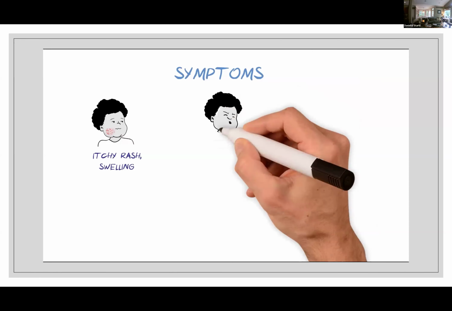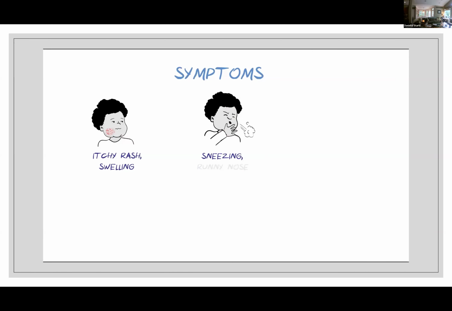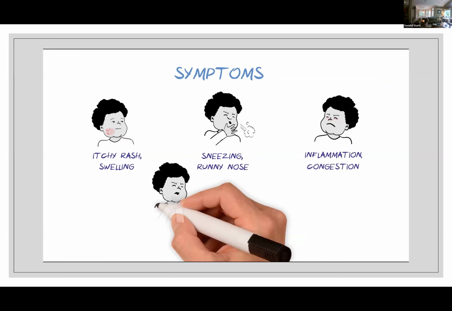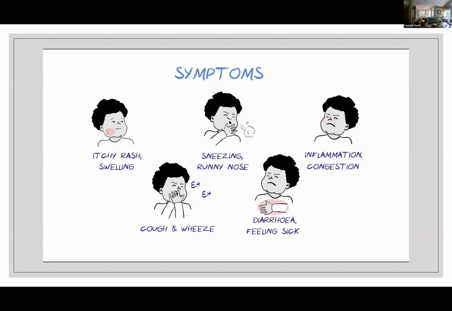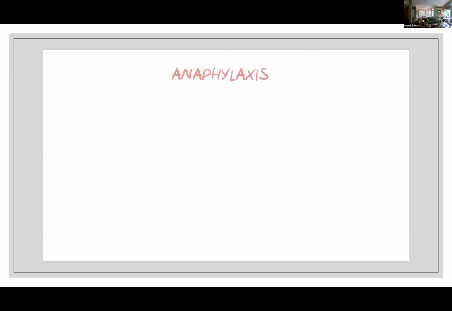These have a range of effects on the body. Common symptoms triggered by this reaction include itchy skin, rash or swelling, sneezing and runny nose, inflammation and congestion around the nose and eyes, cough and wheeze, diarrhea or feeling sick. These symptoms might be mild and occur over a period of time, but allergic reactions can also happen straight away. For some types of allergies, reactions can be severe and life-threatening, called anaphylaxis.